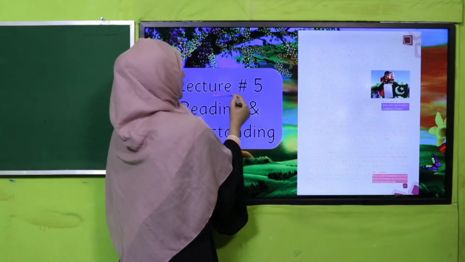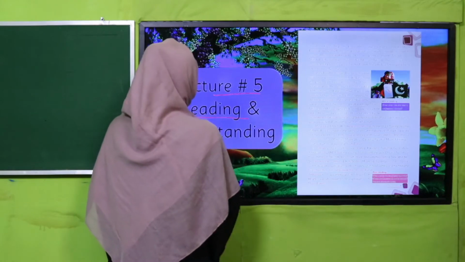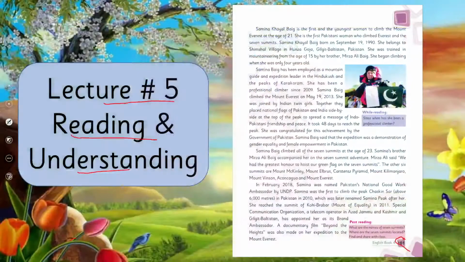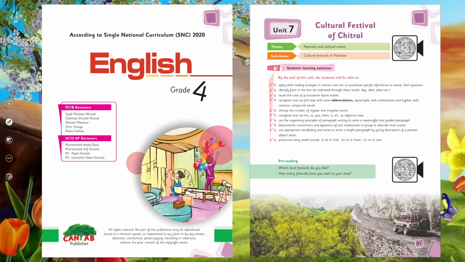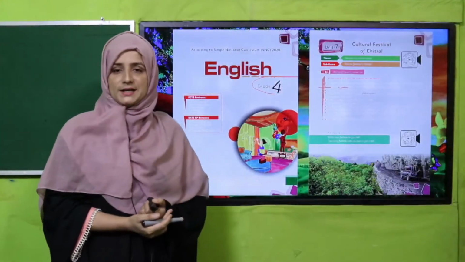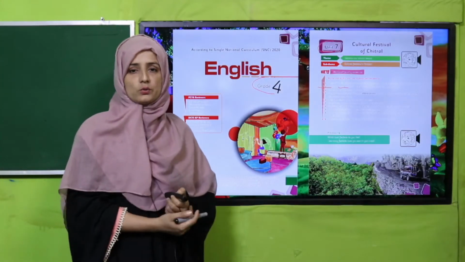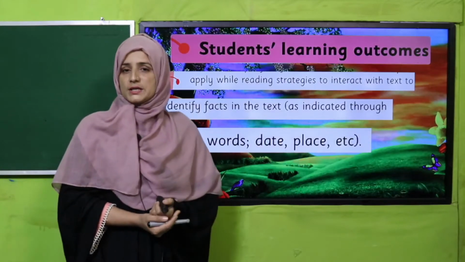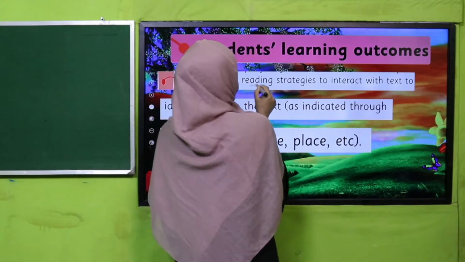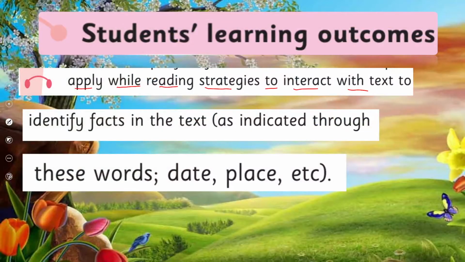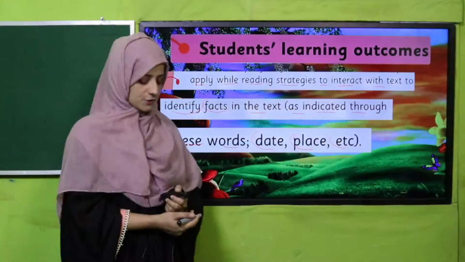Our today's lecture, lecture number 5, we will learn under reading and understanding. We will understand the text through facts. Before, in English for grade 4, my dear students, we have already learned in unit number 7 this SLO: identify facts in the text. We know how we can identify. I hope you remember it. If you do not, you can watch this video lecture again. So our today's student learning outcomes are: apply while reading strategies to interact with text, and identify facts in the text as indicated through words like date, place, etc. We are going to learn about facts and how we can search.